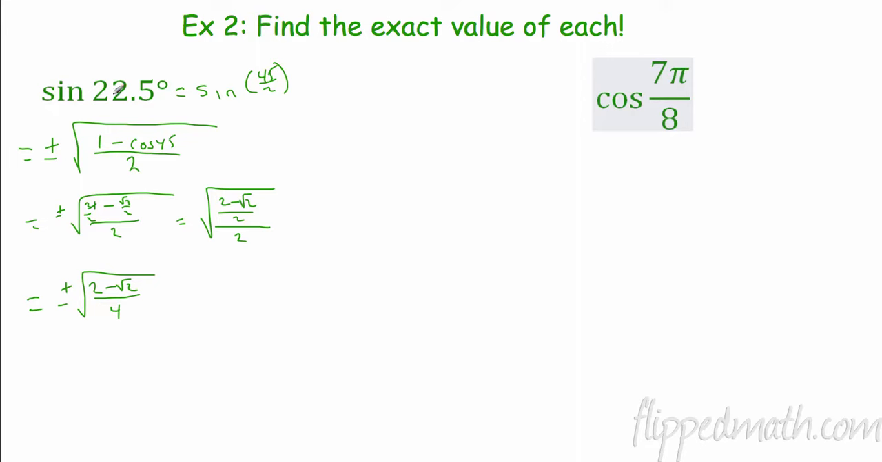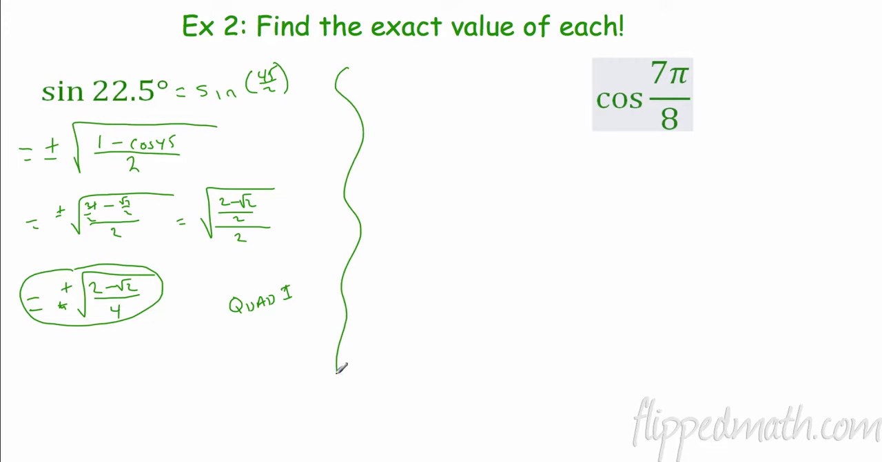So we're dealing with sine 22.5. That's in the first quadrant. Since it's in quadrant number 1, sine is the y component. That means it's going to be positive. So this is positive 2 minus radical 2 over 4.